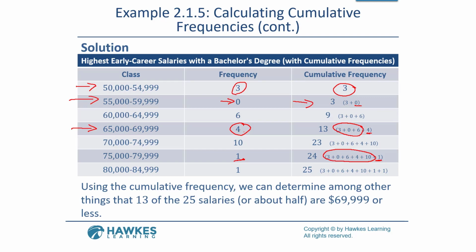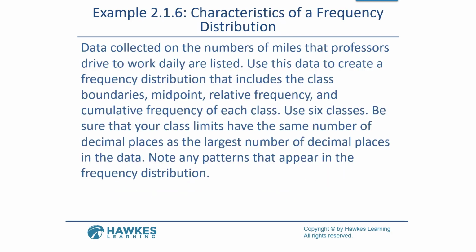Another double check, just like with the relative frequency, is adding to 1. The last cumulative frequency should be equal to the grand total of how many data items you've got in your whole data set.